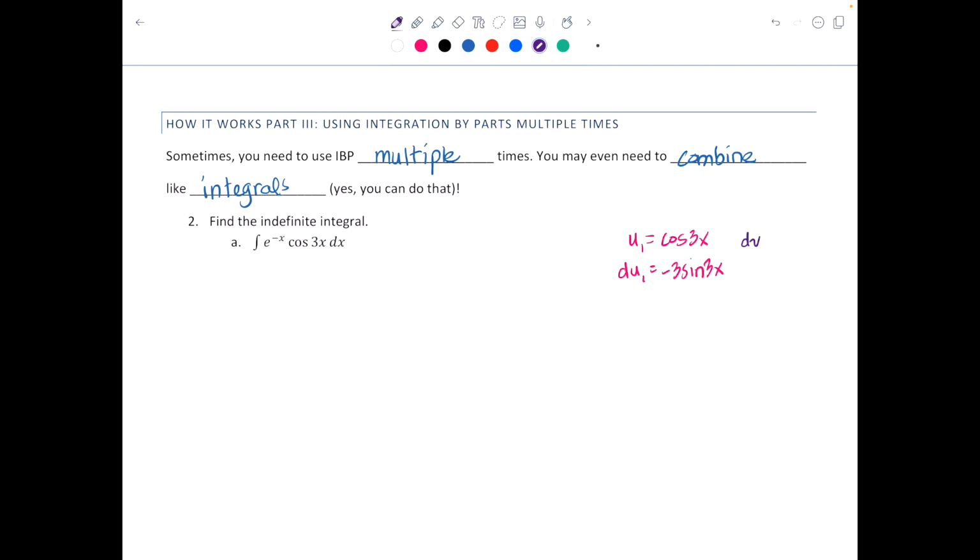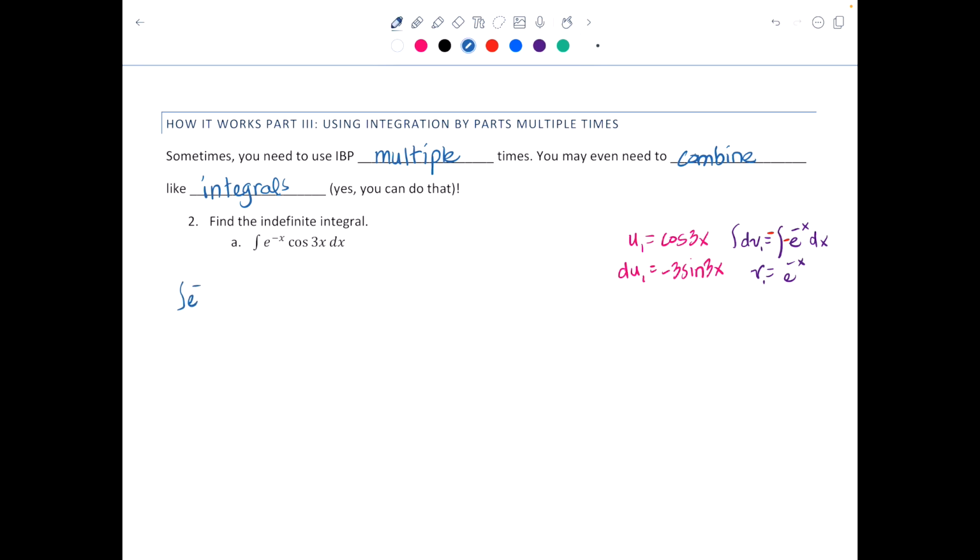Now, dv will equal e to the negative x dx. And when we integrate, remember, we want to have a negative to balance out that negative x. So we have to have it balanced. All right. So v ends up being e to the negative x. Always so nice. And that was our dv1 and our v1. And our dx1. Well, you don't have to go that far. Excellent. All right. So here we go.